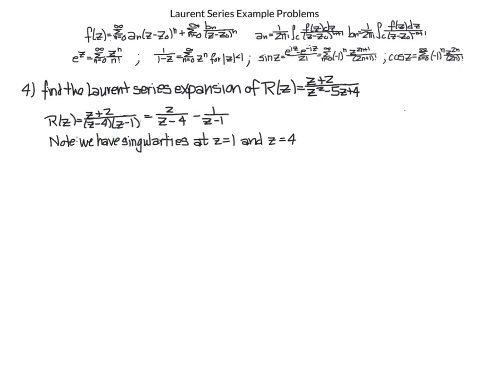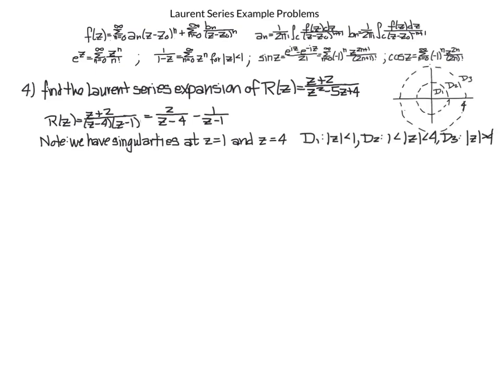The next thing to note is we are going to have singularities at z equals 1 and z equals 4. This means we're going to have to divide our domain up. Our domain now is going to be modulus of z is less than 1, modulus of z is between 1 and 4, and modulus of z is greater than 4.